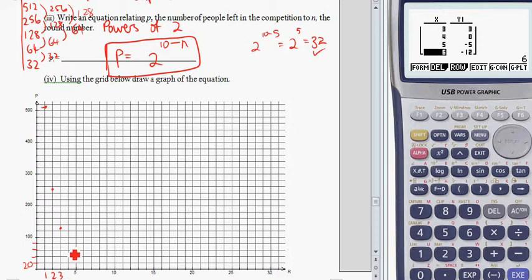64, 32, 16, 8, 4, and so on. So joining these up, it would of course have a y-intercept. It would have a y-intercept up there of 1024. So before we'd played any rounds, 0 rounds, 1024 people. So there's my exponential curve.